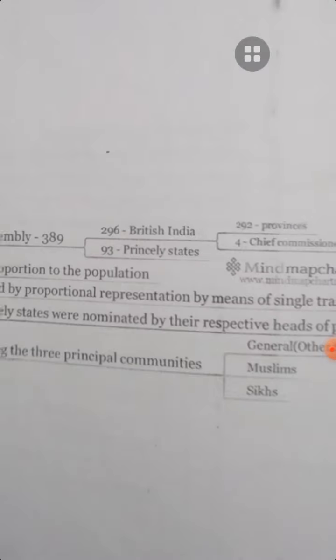Next one is the composition of the Constituent Assembly. The total strength was 389: 296 from British India and 93 from princely states. Seats were allotted in proportion to population. Elections were conducted by proportional representation by means of the single transferable vote. Representatives of princely states were nominated by the respective heads of the princes. Seats were decided on the principle of communities: General, Muslim, and Sikh.